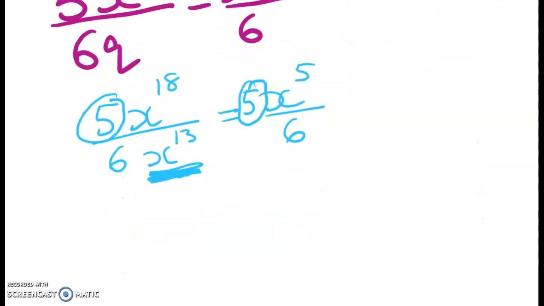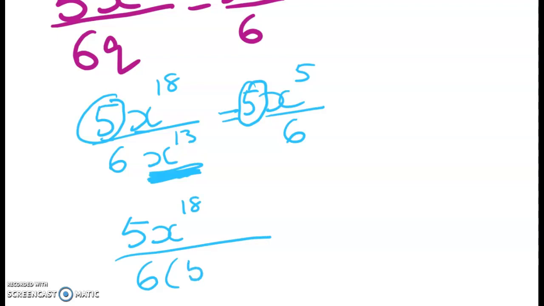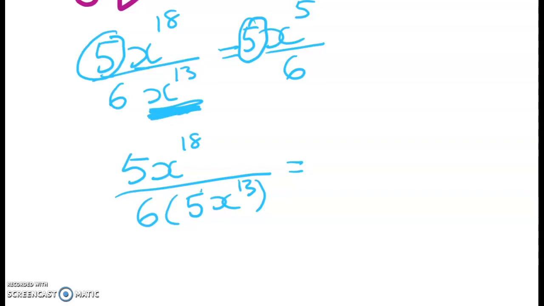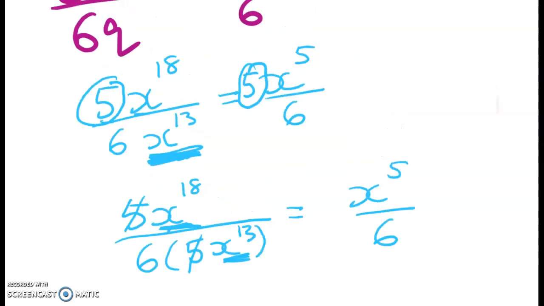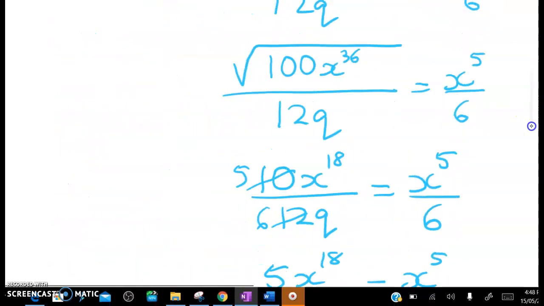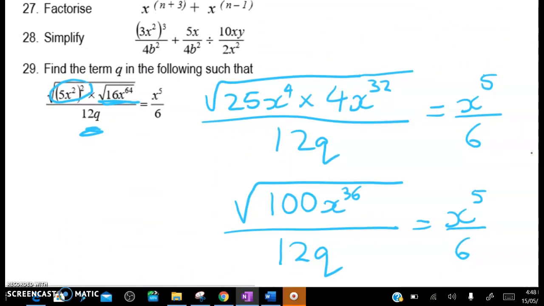I can undo having a 5 times in here by dividing by it. So let's try this instead. 5x to the power of 18 over 6 times 5x to the power of 13. What will that give me? Well, now I've got the 5's simplifying away, and I've got x to the power of 5 because of this divided by this over 6. So we've got there. Right? But I think most of you watching this probably want to do it by rearranging the equation and getting to q equals blah blah blah. But there's a couple of options.